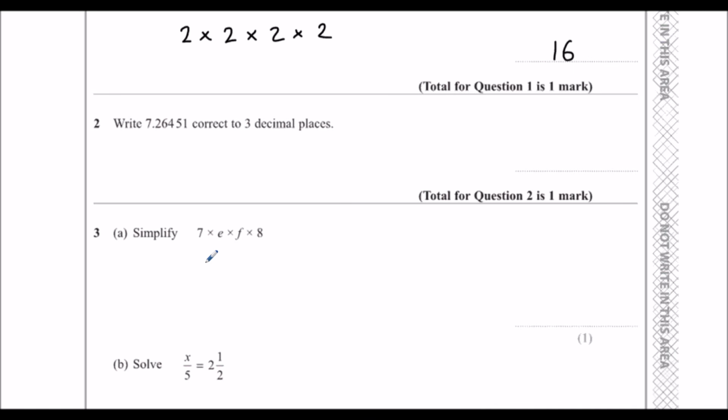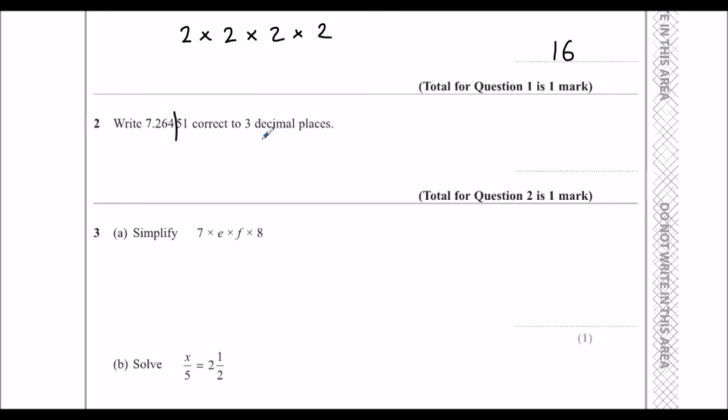Question 2. Write 7.26451 correct to 3 decimal places. So if I want 3 decimal places, that means I want 3 numbers after the decimal point. So that'd be 1, 2, 3. I'm going to draw a line in there.